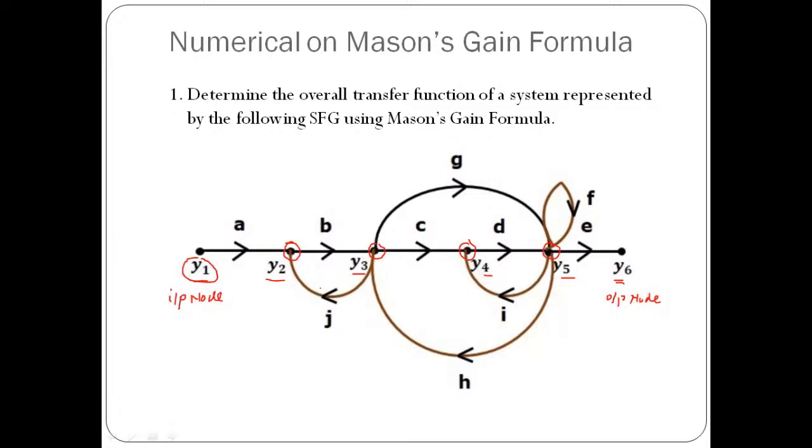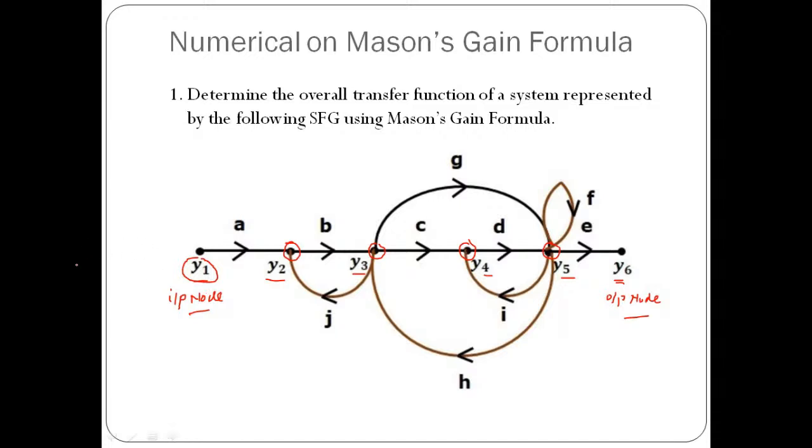Now let us try to identify how many forward paths there are. I told you how to identify a forward path. Forward paths are nothing but paths where we move from the input node to the output node, and while traveling we are not going to disturb the sense of flow of signal in a particular branch. That means we need to select only those branches which allow us to move from input to output. That is important.